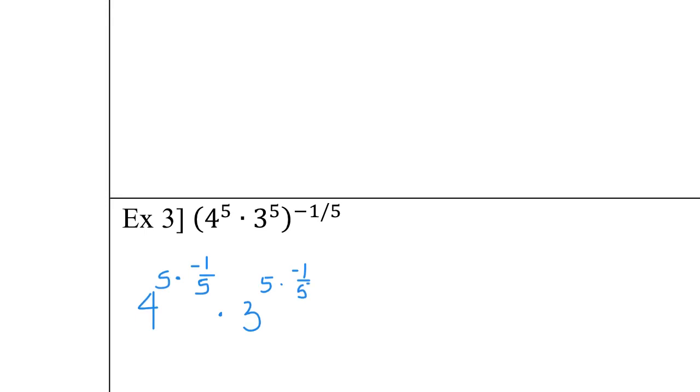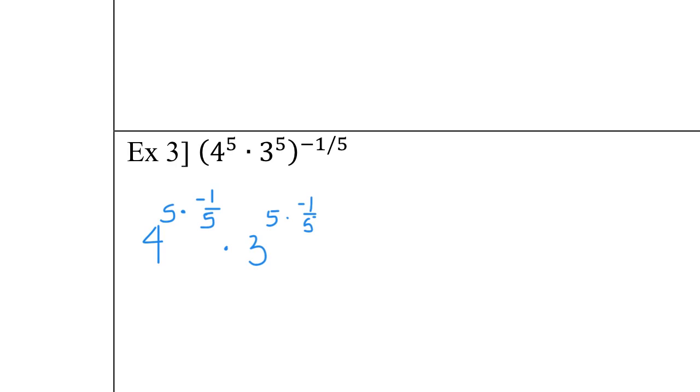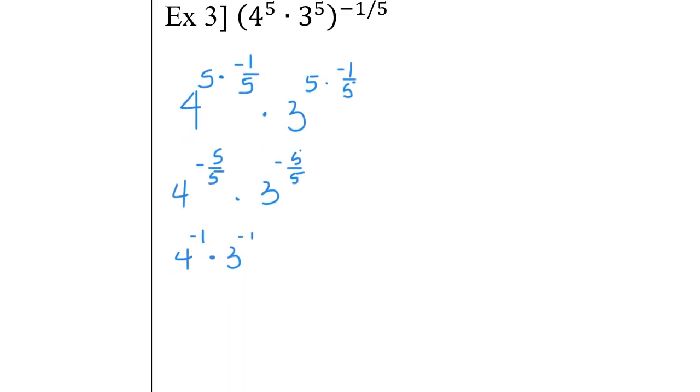Let's clean up our exponents. 5 times negative 1/5, so this is going to be 4 to the negative 5/5 power, times 3 to the negative 5/5 power. So we have 4 to the negative 1 times 3 to the negative 1. Well, negative exponents mean you're going to change their position in the fraction. So these are actually all over 1.